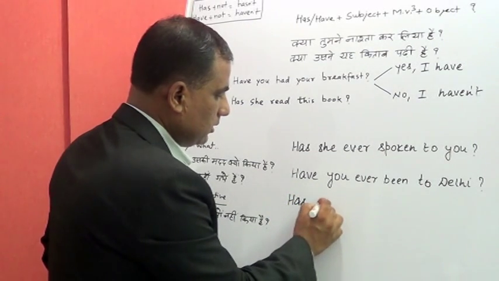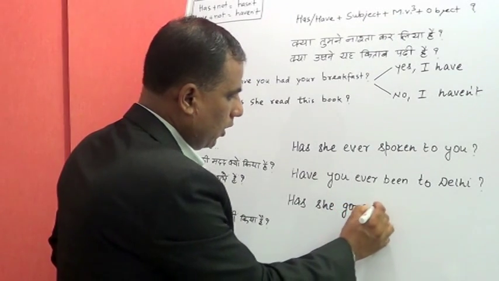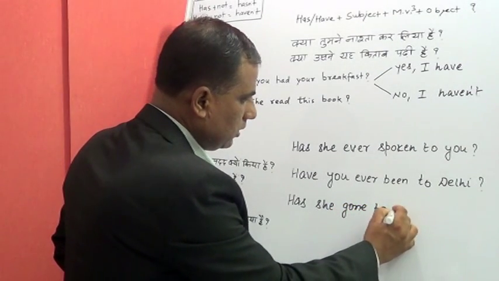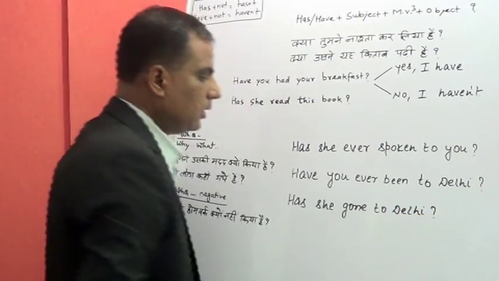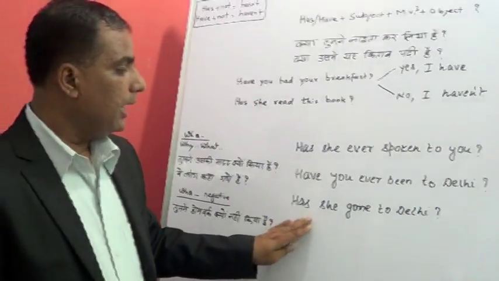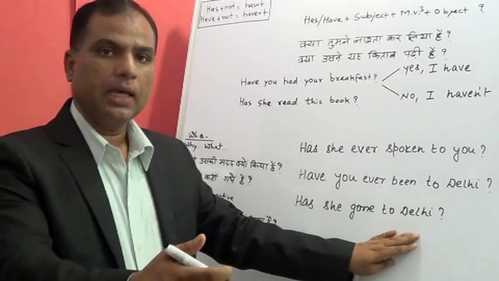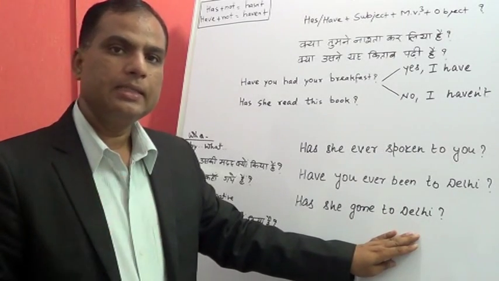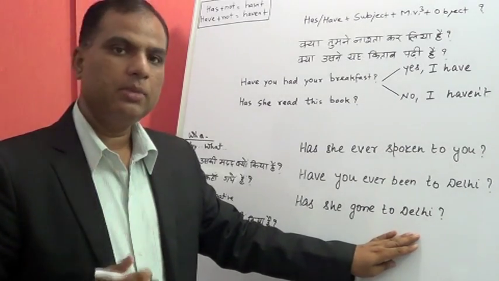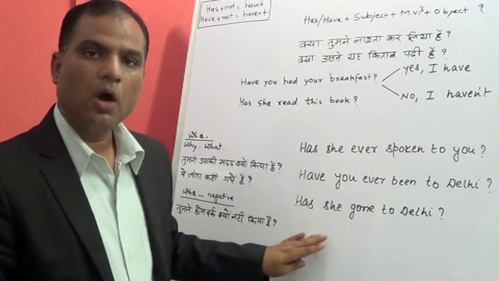Has she gone to Delhi? तो अगर हम ये कहते हैं has she gone to Delhi, which means she went to Delhi and she is still in Delhi. वो अभी भी दिल्ली में है. So we use the normal structure.